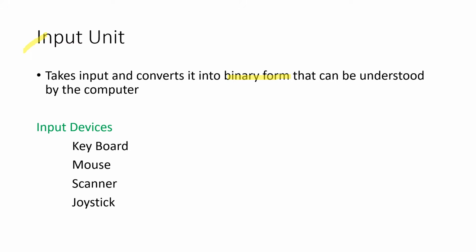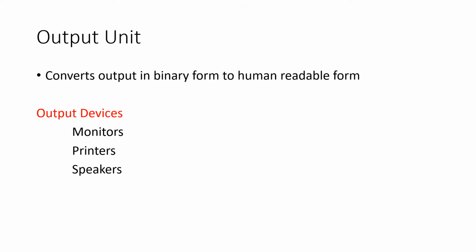And now we will look at the most common input devices that we use, like the keyboard, mouse, scanner and joystick. The next unit we are going to look into is the output unit. So what is an output unit? An output unit converts the binary information into a form that can be understood by humans. So binary information is transformed into a human-readable or human-understandable form.